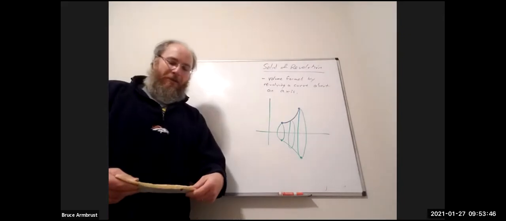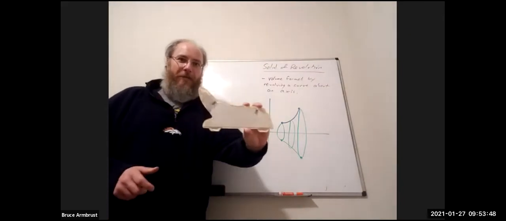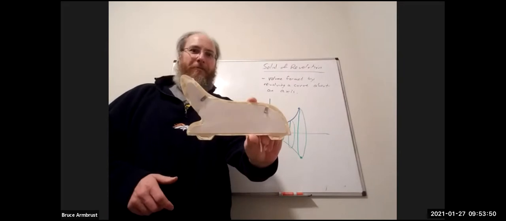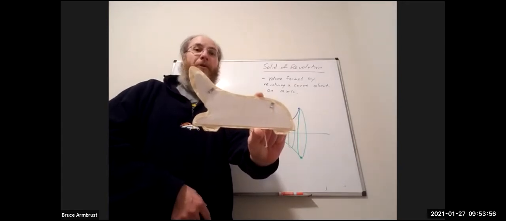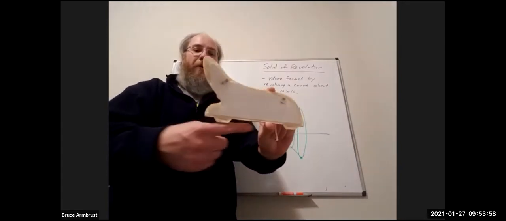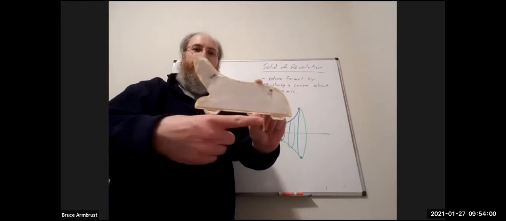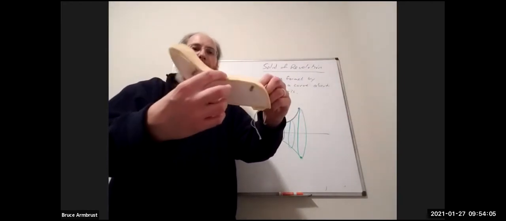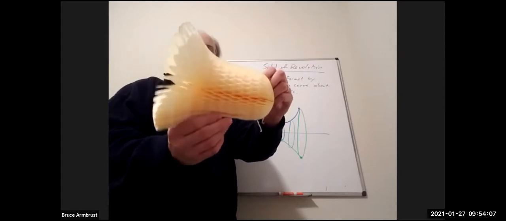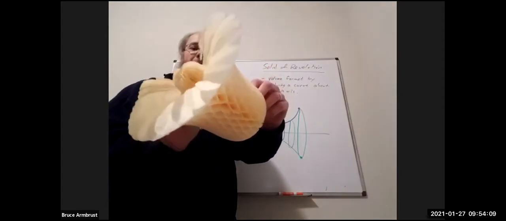Okay, so here is the planar region. Kind of looks like an airplane, right? Got your tail here. Now what I'm going to do is rotate it about this axis. All right, so I'm just going to start rotating it. And I'm going to keep going until I go all the way around in a circle.